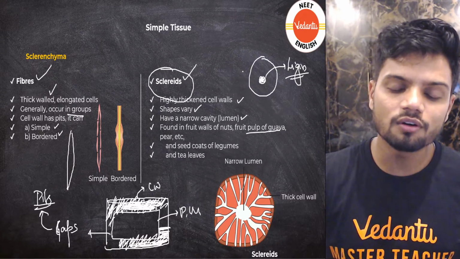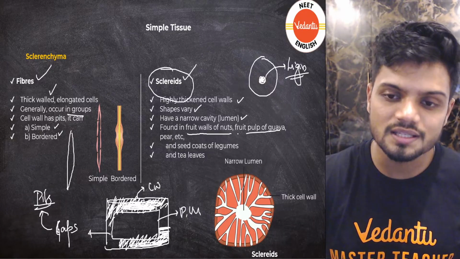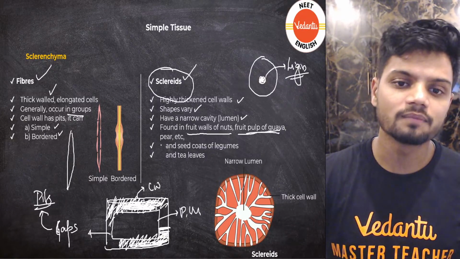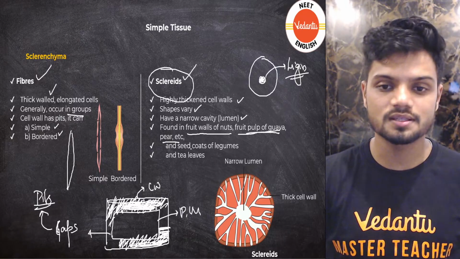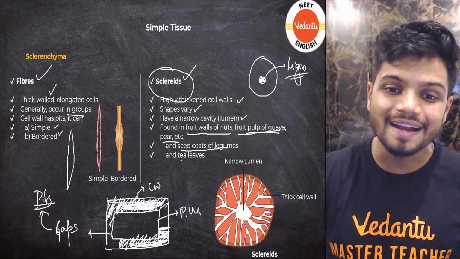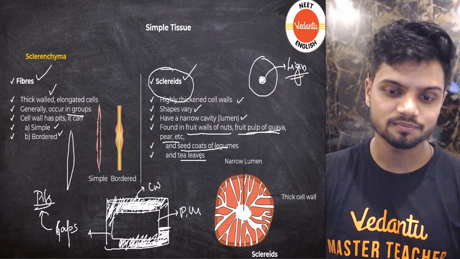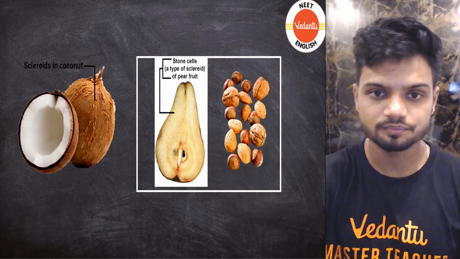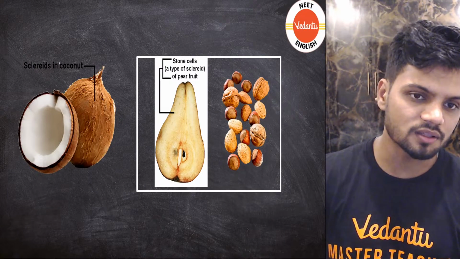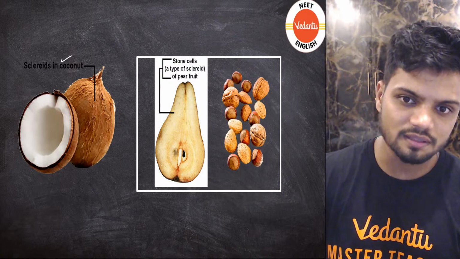So where do you find sclereids? Sclereids are mainly found in the fruit walls of nuts, the fruit pulp of guava and pear. In these walls you will find sclereids. Also in the seed coat of legumes and tea leaves. In such places you will find sclereids. Can you see sclereids in the coconut? In this pear also we find sclereids.